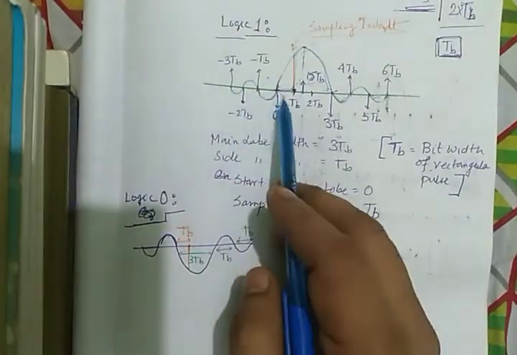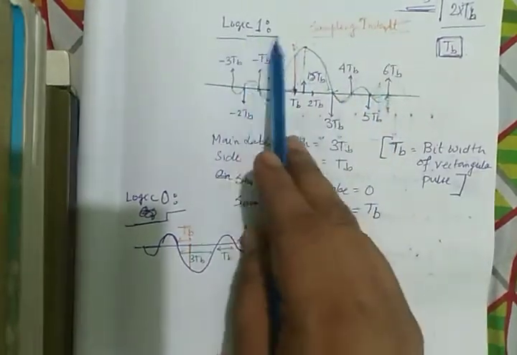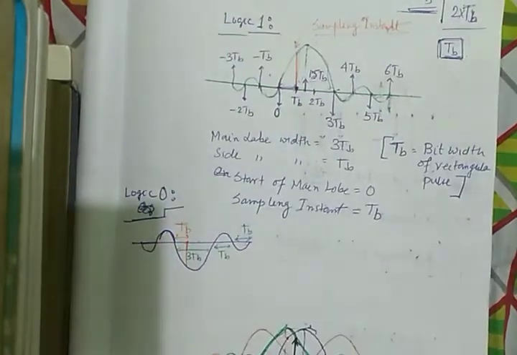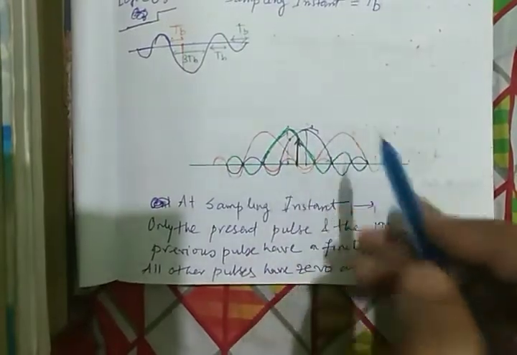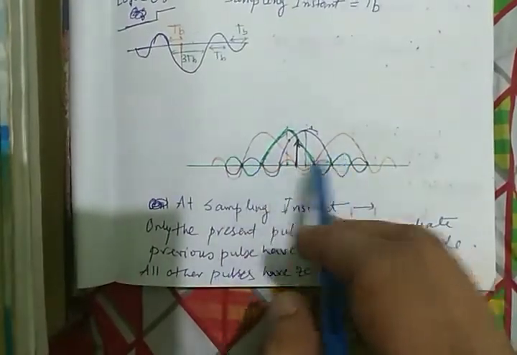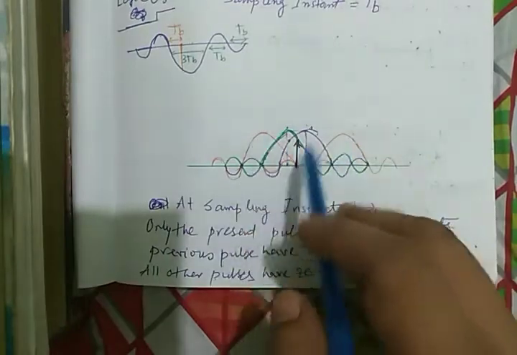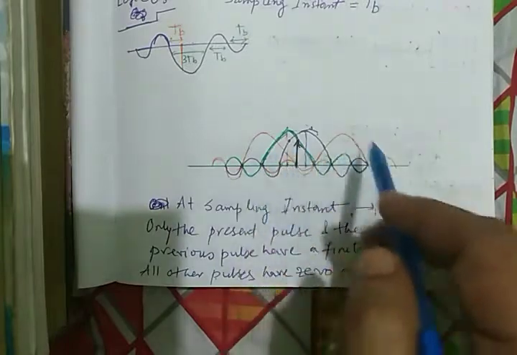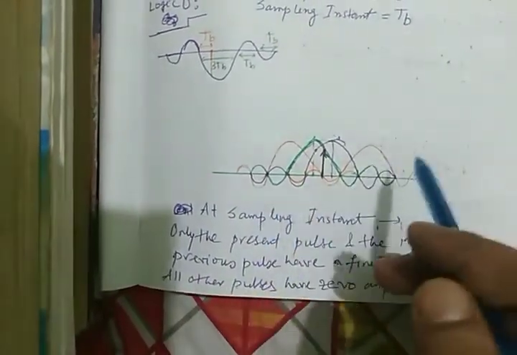So here we have seen one positive dual binary pulse for logic 1 and one negative dual binary pulse for logic 0. Now we see this diagram, when multiple dual binary pulses are transmitted one after another. How is the interference pattern?